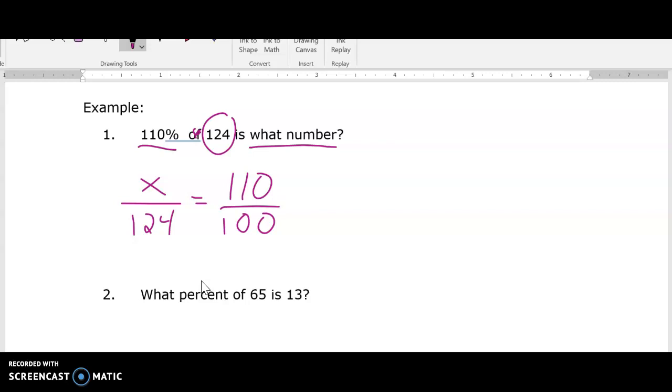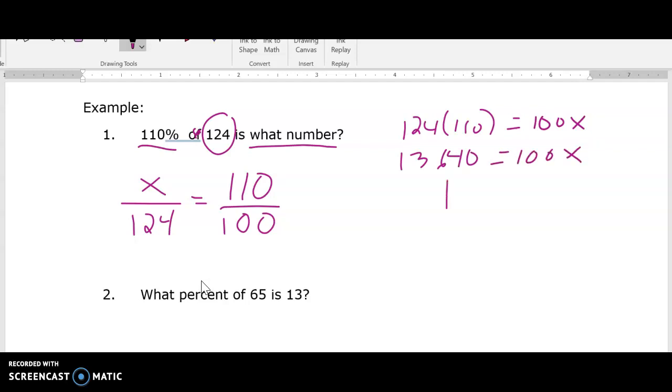Then we're going to cross multiply, so I have 124 times 110 equals 100x. This is 13,640 equals 100x, and then the answer is 136.4 when I divide both sides by 100. 136.4 is larger than 124.